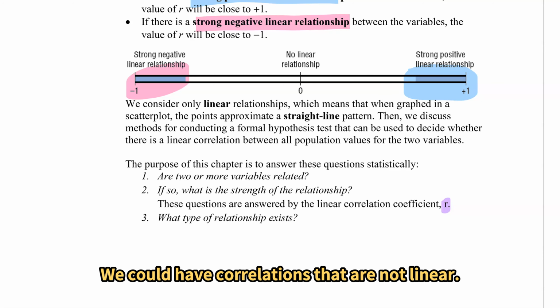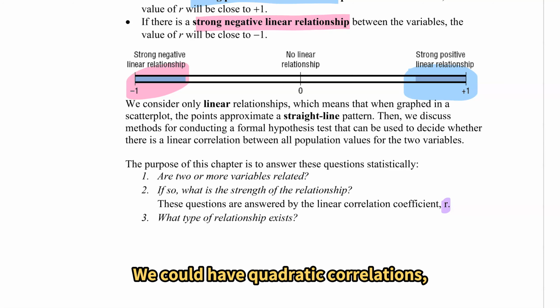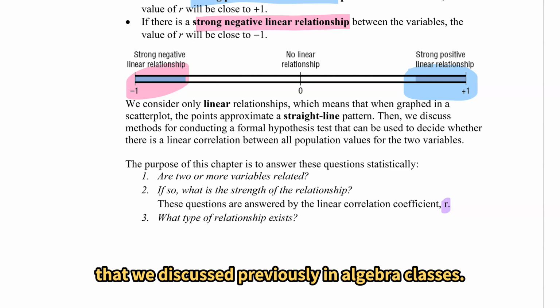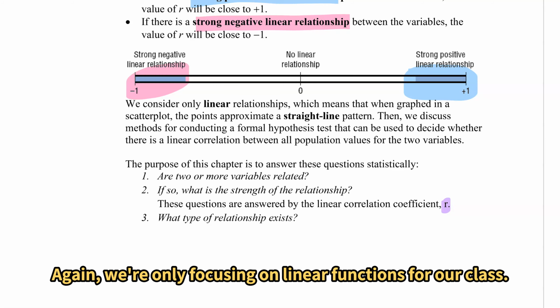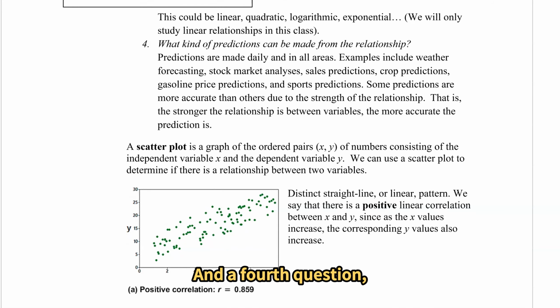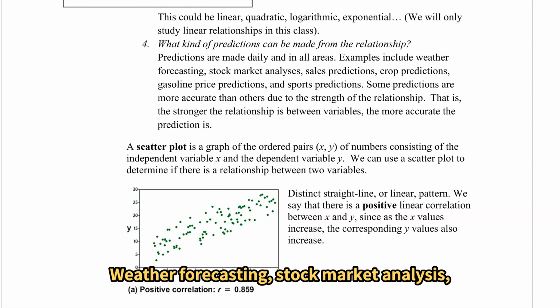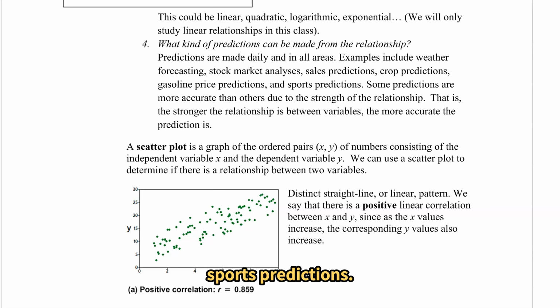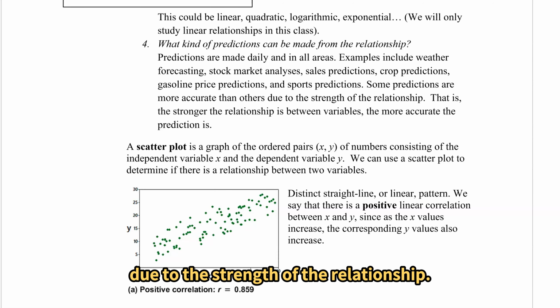We could have correlations that are not linear. We could have quadratic correlations, exponential correlations, and many other functions that we've discussed previously in algebra classes. But again, we're only focusing on linear functions for our class. And a fourth question: what kind of predictions can be made from the relationship? We make predictions all the time: weather forecasting, stock market analyses, sales predictions, crop predictions, gasoline prices, sports predictions. Some predictions are more accurate than others due to the strength of the relationship.